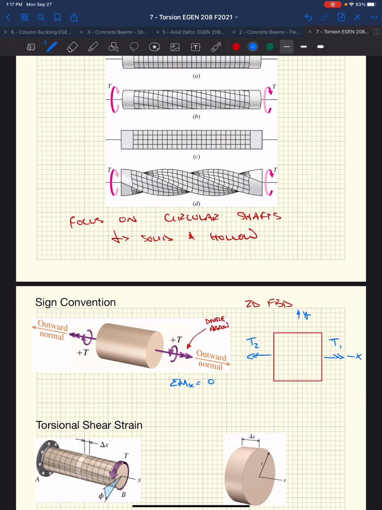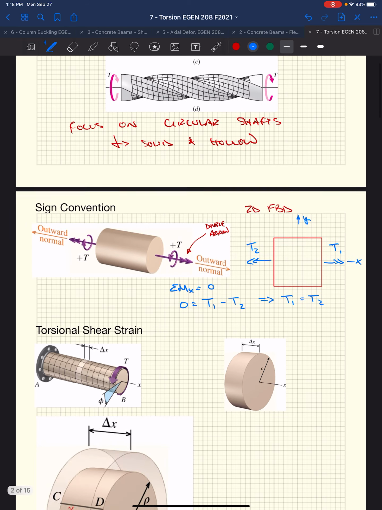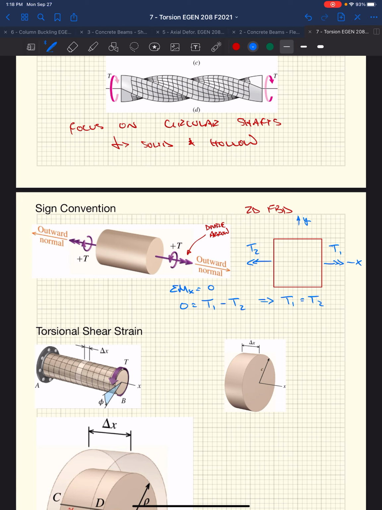So if we did sum of the moments in the x direction, we set that equal to 0, right? We need equilibrium. We can't have this thing spinning off into space. So based on the coordinate system, right? T1 minus T2 has to equal 0. All right, so T1 equals T2. That's how we would go about a free body diagram. So these torques will be given in like foot-pounds or newton-meters, or whatever. It's a moment essentially. It's a moment that's acting along the longitudinal axis of a shaft. Be a torque.